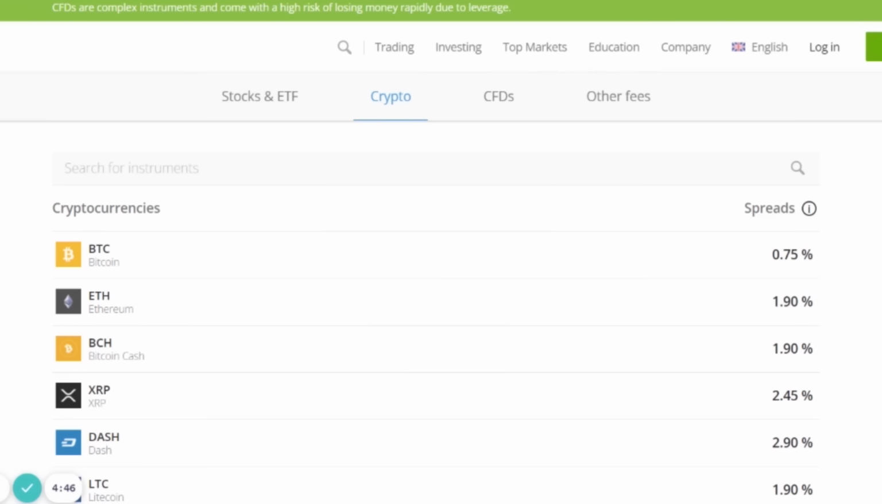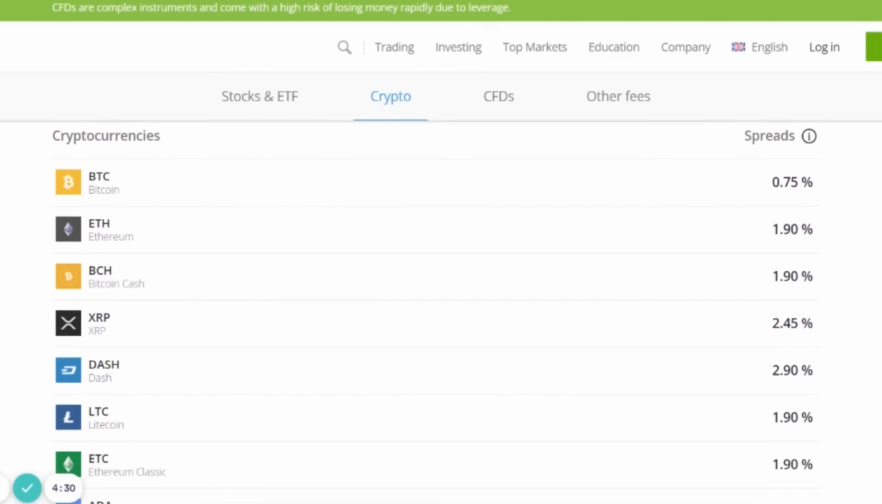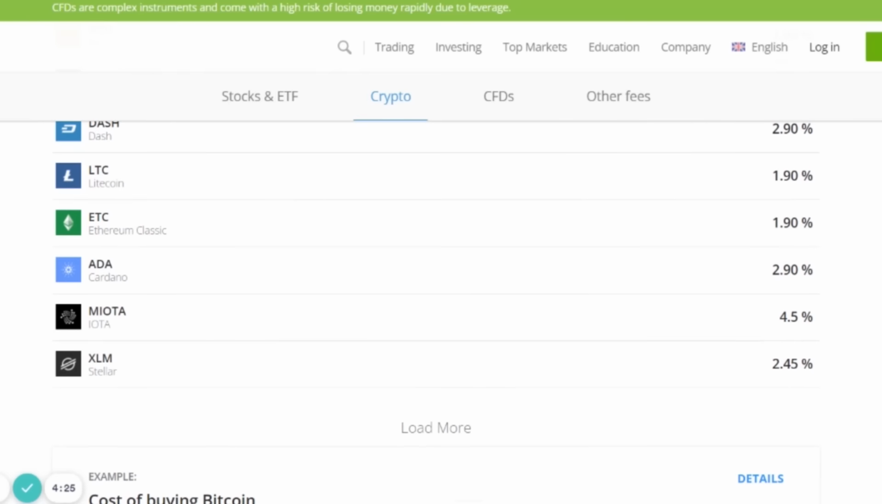Crypto is wild, it's unregulated, and it's subject to market manipulation by big voices in the space, whether those voices mean to impact the market or not. And seeing the swings we have, 0.75% might not seem like much, but again, this is every time you trade, so those costs are soon going to add up. Other crypto spreads are even tougher. All the rest of them are approaching 2%, and MIOTA going as high as 4.5%.